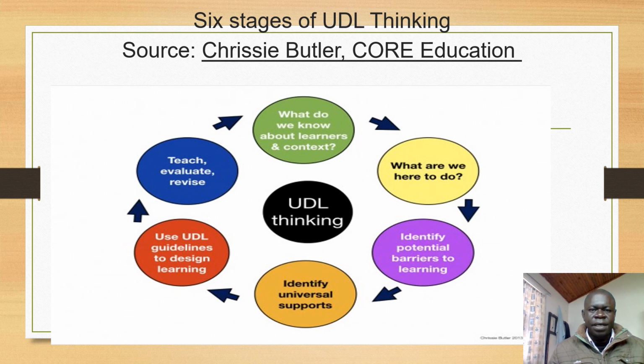The six stages of UDL thinking. The source is Christy Butler from Core Education. The first stage is what do you know about learners and the context, understanding the learners and the context of learning. After that is identifying potential barriers to the learning, creating a sense of what we are here to do. Thereafter is identifying the universal supports, the tools that will be required for learning, and using UDL guidelines, the learning design and the model, and lastly, to teach, evaluate, and revise.